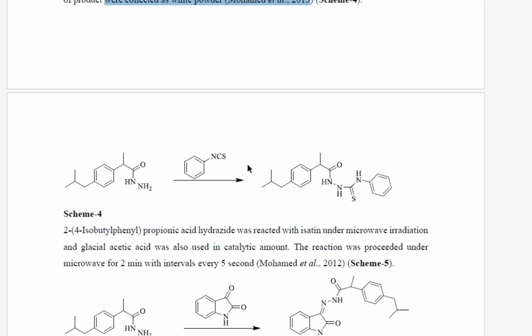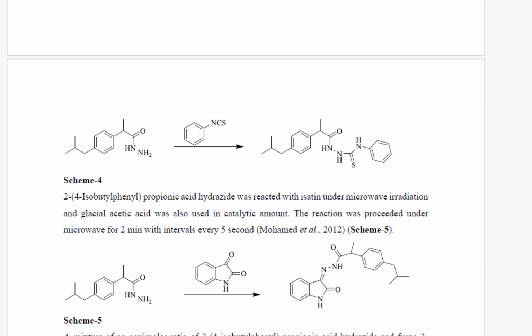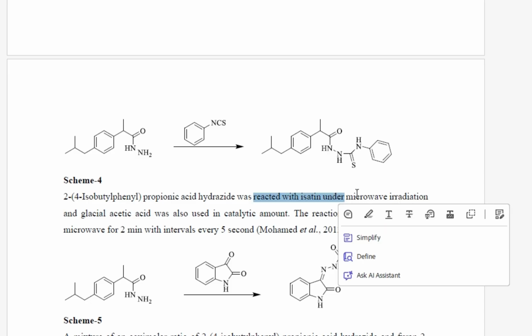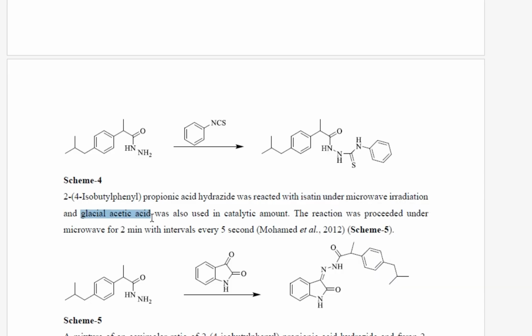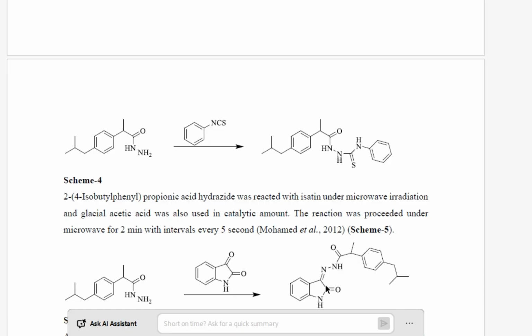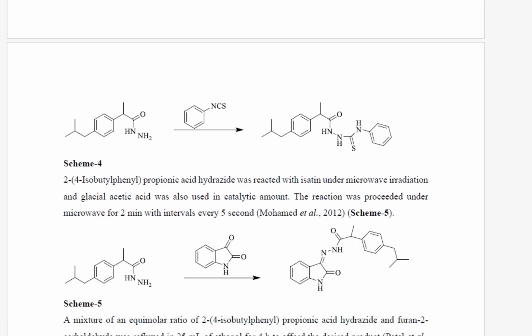Another efficient method was used to synthesize various derivatives of ibuprofen. Propanoic hydrazide was reacted with an aldehyde under microwave, with glacial acetic acid used in a catalytic amount, and the reaction proceeded for 2 minutes with an interval of every 5 seconds. Imine-like products were formed, the Schiff bases.